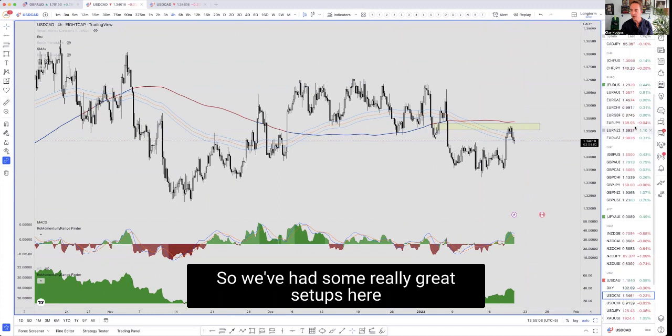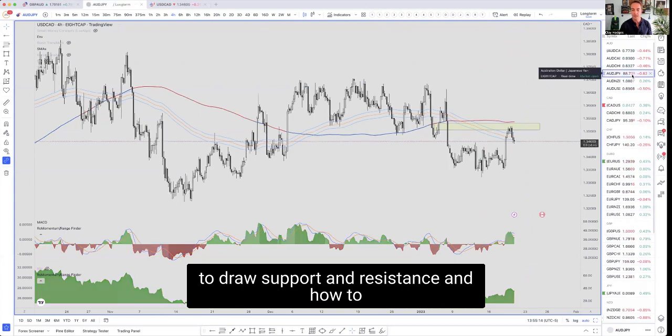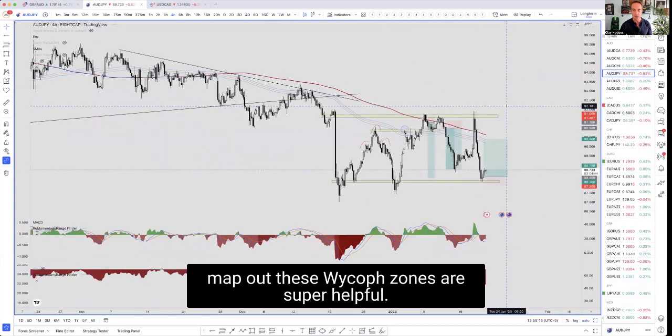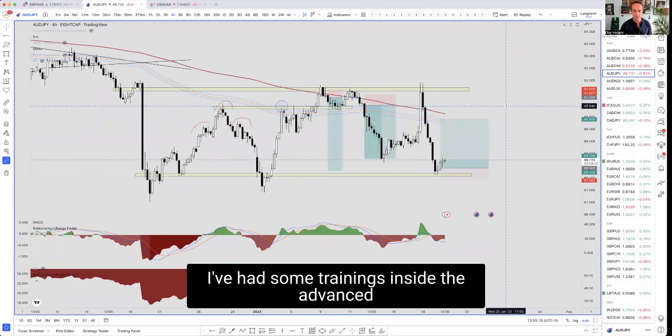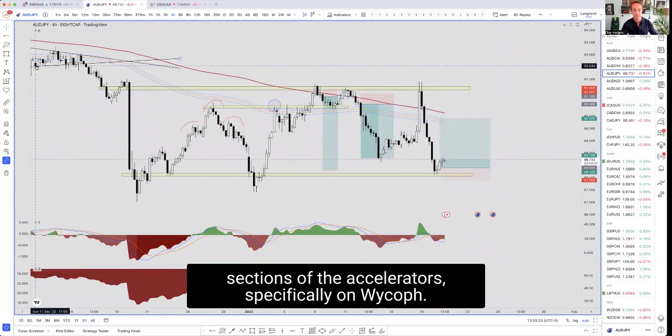So we've had some really great setups here, and just going off this theme of how to draw support and resistance and how to map out these Wyckoff zones are super helpful. I have some trainings inside the advanced sections of the accelerators specifically on Wyckoff.